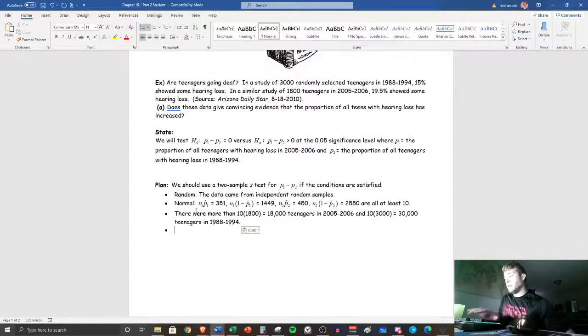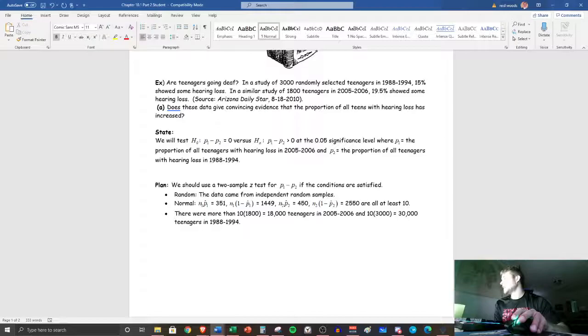So look at that. 10% of all teenagers is 1,800. Well, no, it's not even close. Same thing with 3,000. So there's plenty of teenagers to go around. In our sample, we said it's sufficiently large to be normal, but it's not too large to where it's not independent anymore. Okay. All right.